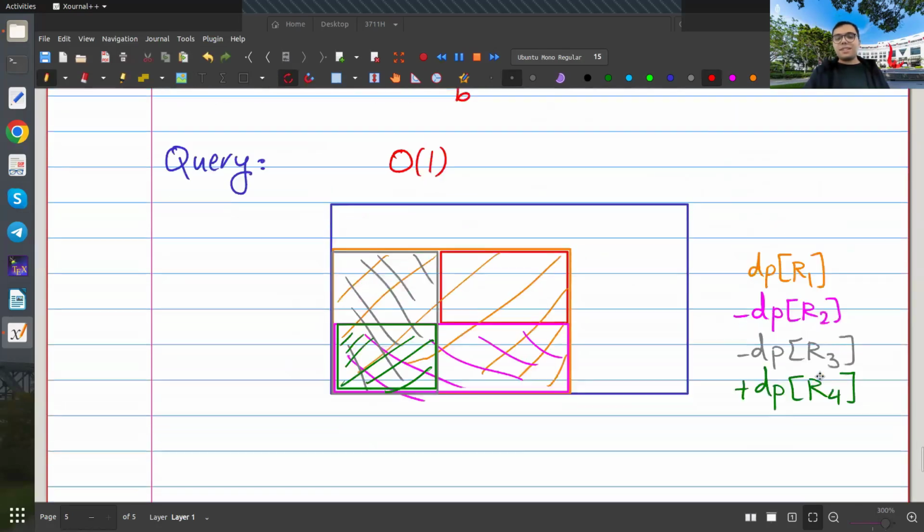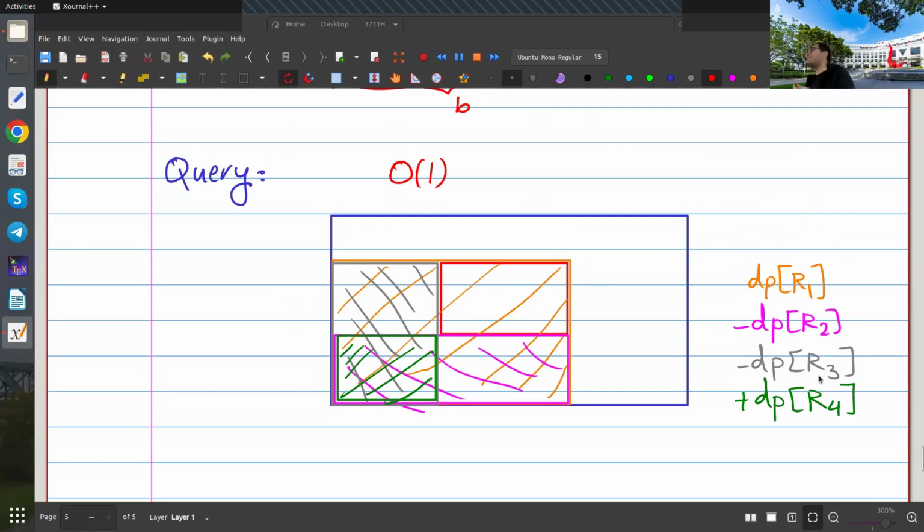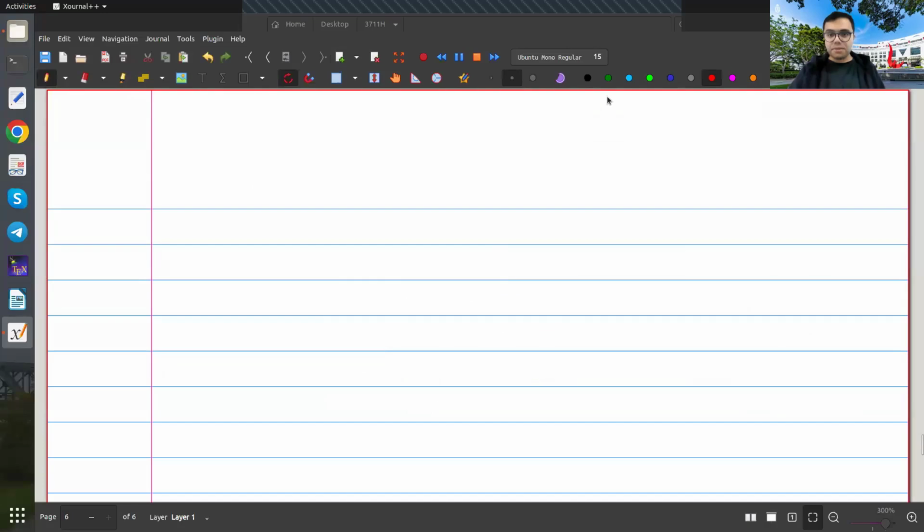Now you can imagine that I can also extend this to 3 dimensions, 4 dimensions, and so on. It's just that this part gets a little bit more complicated. You have to do the inclusion-exclusion principle. Okay, let's see. Let's do something else now.